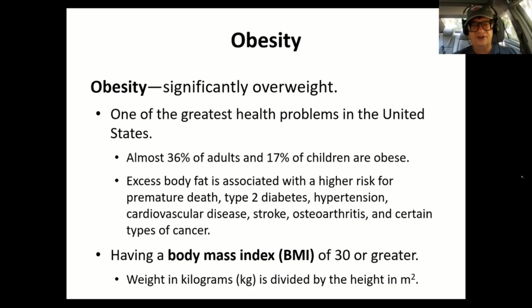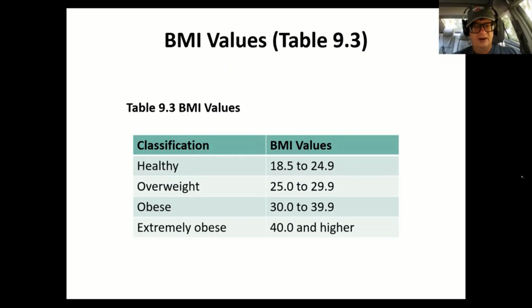Obesity is not just being overweight, it's significantly overweight. So excess body fat is associated with higher risk of premature death, type 2 diabetes, hypertension, cardiovascular disease, stroke, osteoarthritis, certain types of cancer. Obesity is defined as a BMI of 30 or greater. Your weight in kilograms is divided by your height in meters squared. All right.